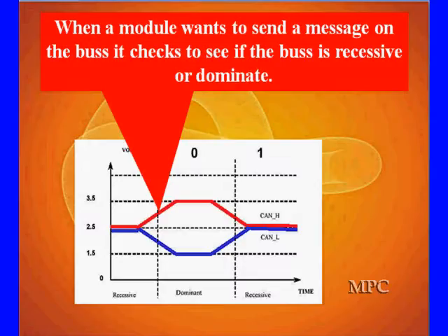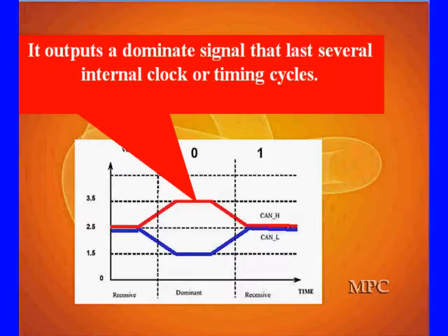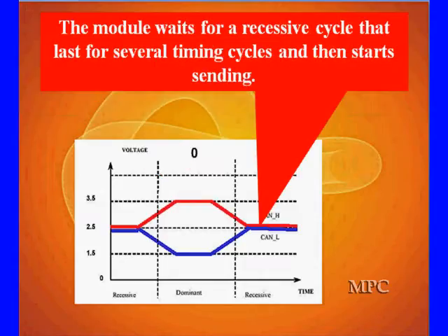But when a module wants to send a message on the bus, it checks to see if the bus is recessive or dominant. If it's recessive, you can talk. If it's dominant, you can't. Then the module outputs a dominant signal that lasts for several internal clock or timing cycles. The width of this dominant is where priority comes in. Wide ones have higher priority than short ones, because anybody looking out there who sees a dominant signal, who wants to talk, will shut up and wait and listen. So that's a very important issue, and we'll see how that works a little more later. The module waits for a recessive cycle that lasts for several cycles, then starts sending information.